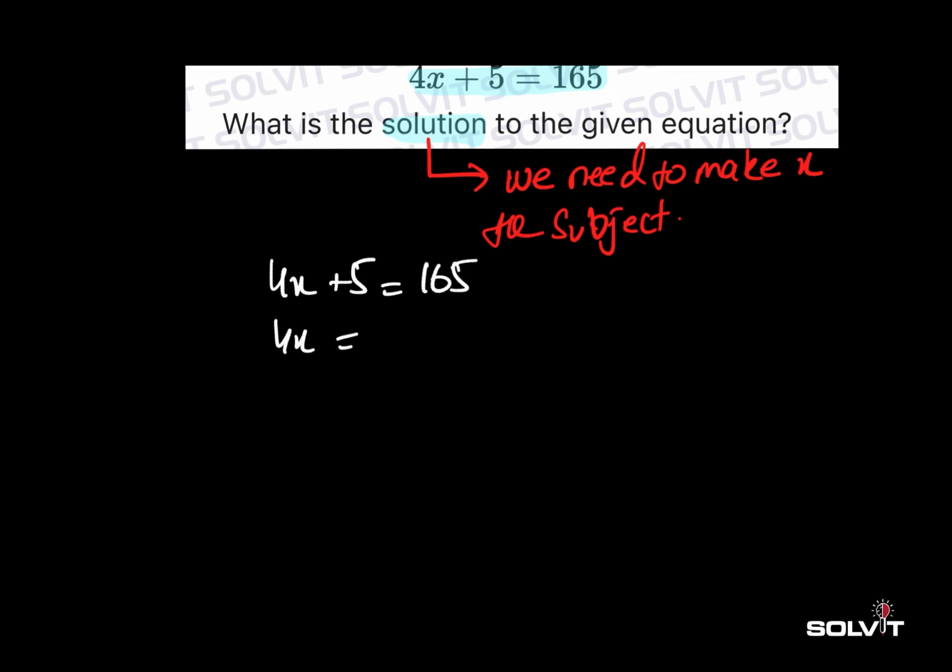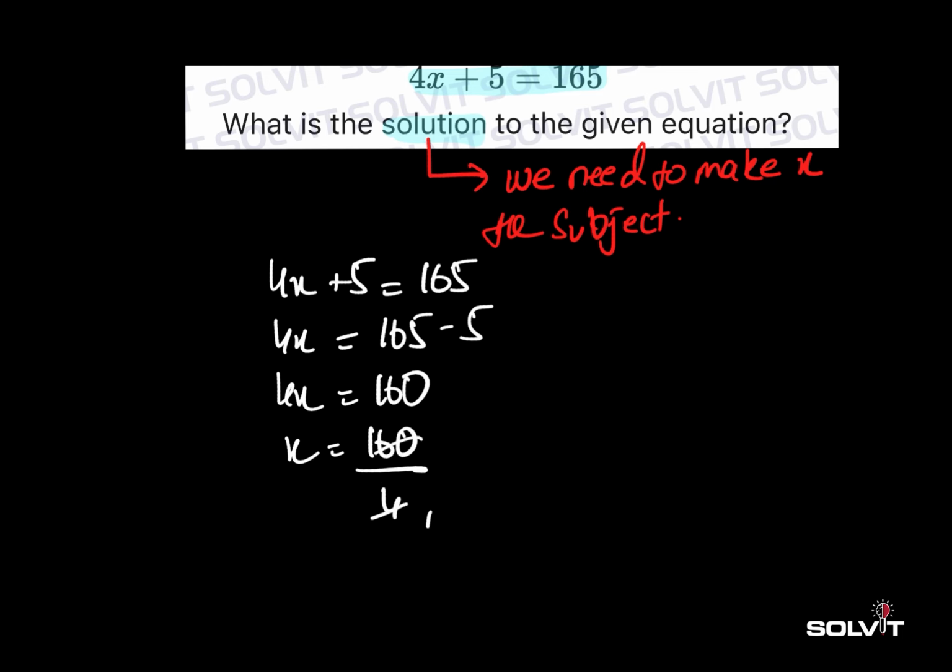फिर क्या होगा? 165. Since it is adding, 5 is going to subtract now, and 4x equals 160 हो जाएगा, and x is going to be 160 upon 4. So 4 ones are 4, and then this is going to be 40. So x की क्या value आ गई? 40.